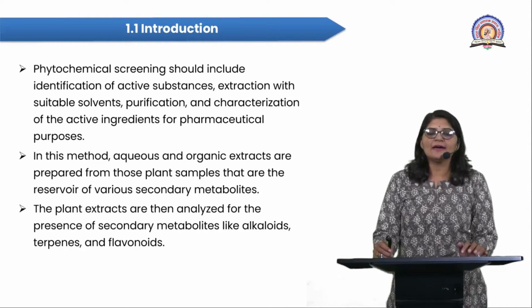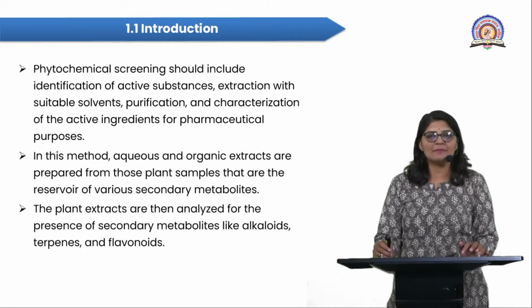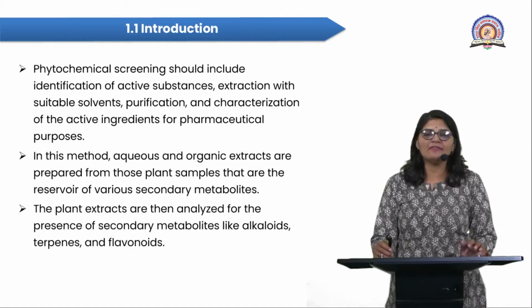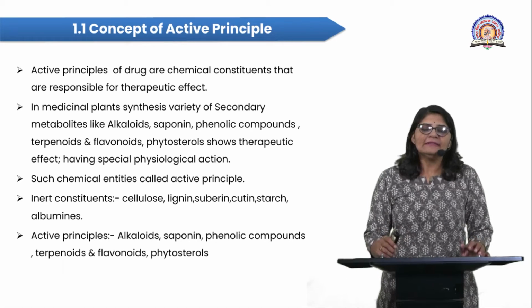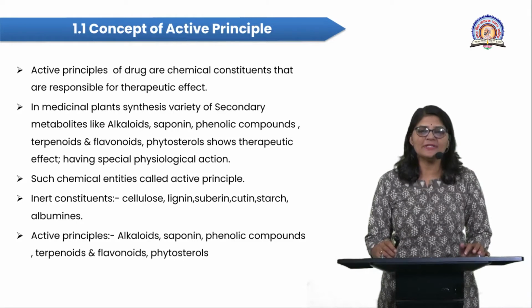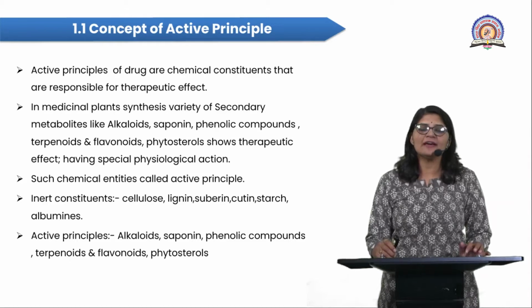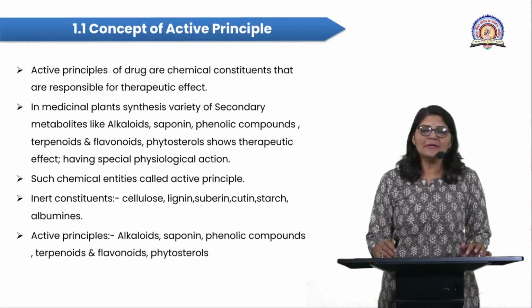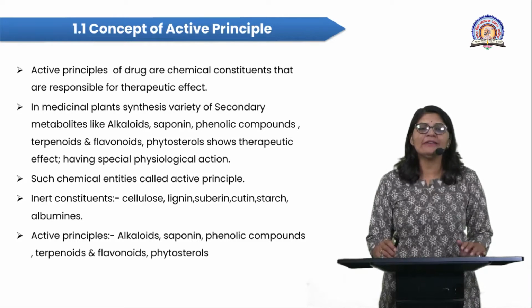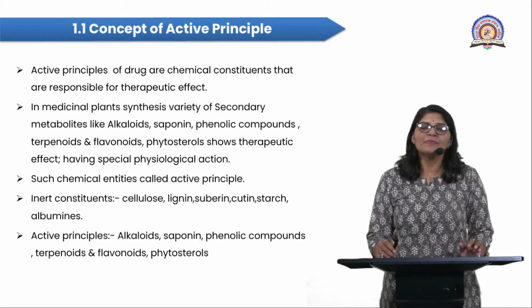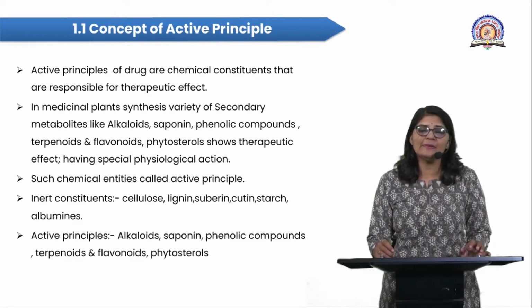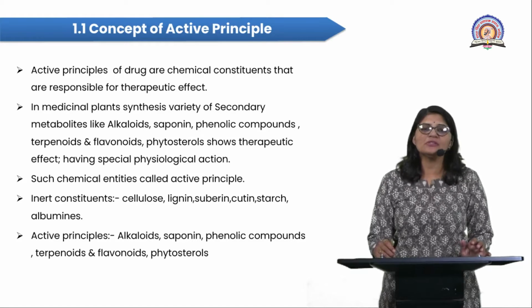The plant extracts are then analyzed for the presence of secondary metabolites like alkaloids, terpenes, flavonoids, tannins, like that. Next, I'm focusing here on the concept of active principle. What is the active principle? The active principles of the drug are the chemical constituents that are responsible for the therapeutic effect. The active principle is nothing but the active ingredient or active constituent present within the plant parts or plant body, and that active principle has a very important role in physiological processes, and it also shows various biological activities and the therapeutic effect.